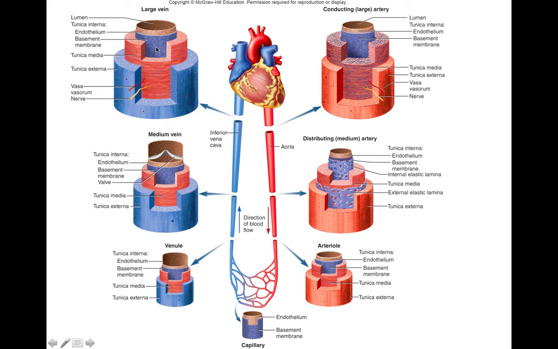As you move away from the heart, you have very large vessels, and then they get smaller and smaller as you move away from the heart. You can see all the layers are still there, tunica intima, tunica media, tunica externa, but they just decrease in size. You get some adjustments. The elastic membrane starts to go away as you move farther and farther from the heart.